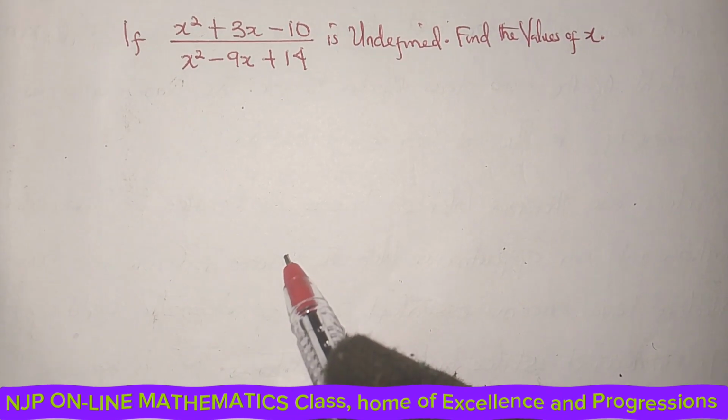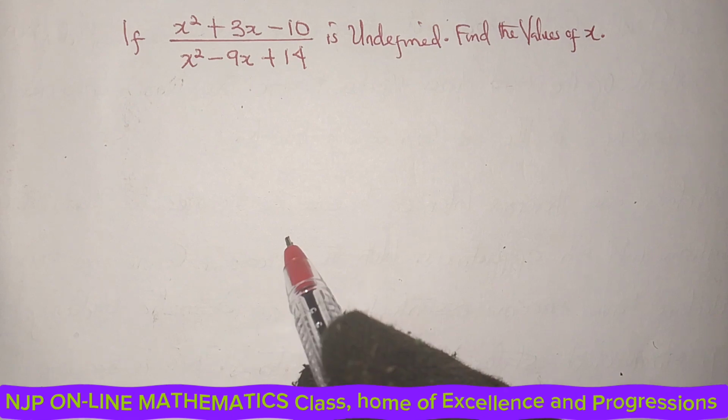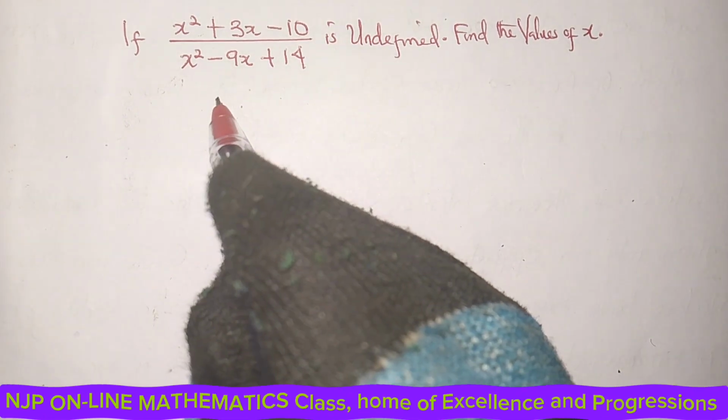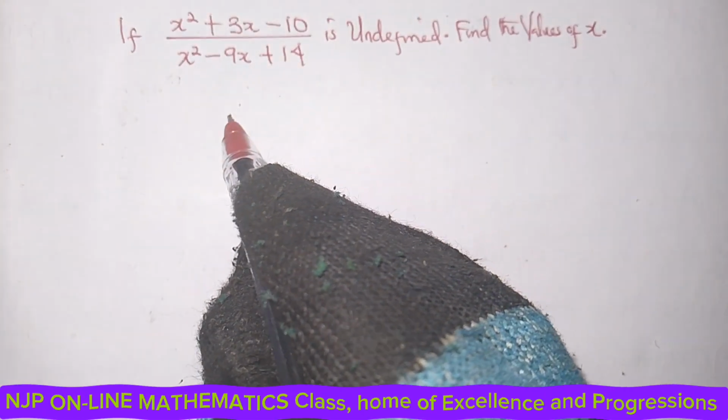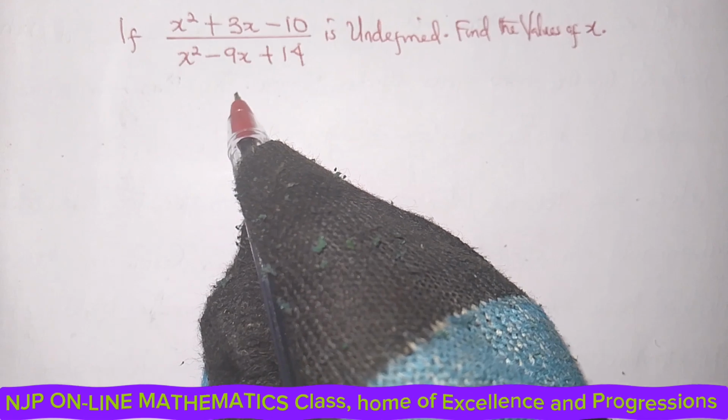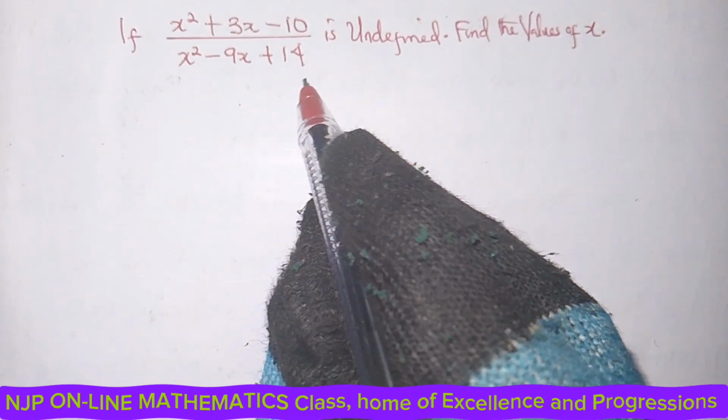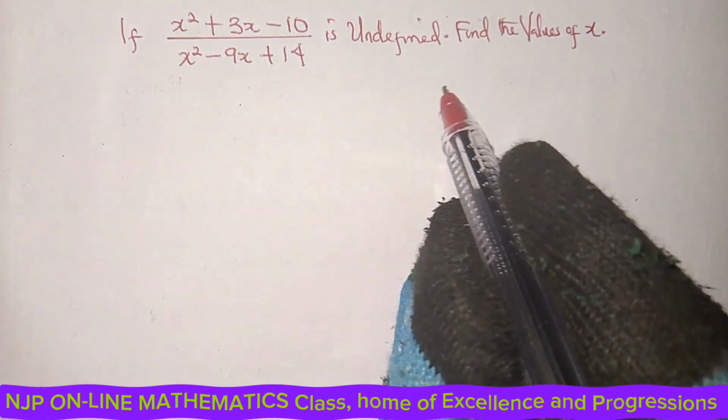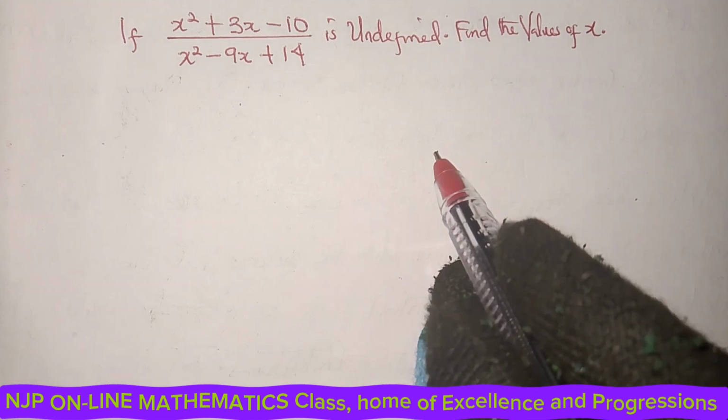Let's solve this lovely problem here. We have that if (x squared plus 3x minus 10) all divided by (x squared minus 9x plus 14) is undefined, we should find the value of x.